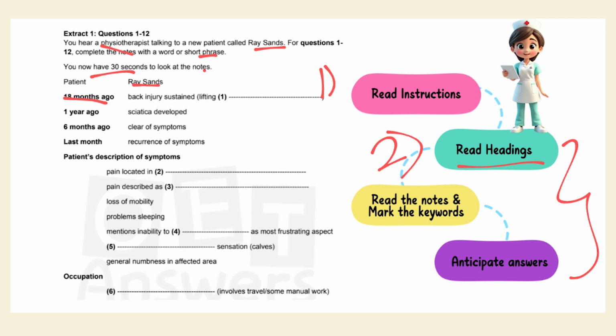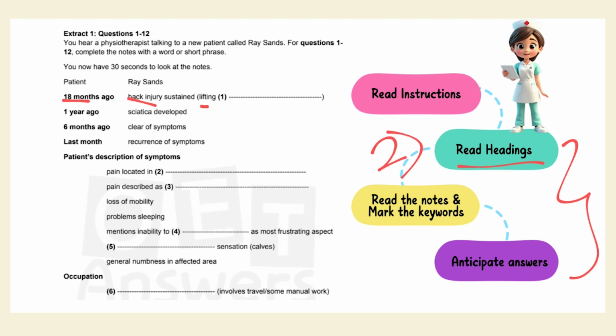So, 18 months ago, back injury sustained lifting. Where can you mark a keyword here? 18 months ago is already bolded, so no need to mark a keyword, but just remember it in your mind. Back injury, underline the back injury, sustained lifting. In the bracket they have mentioned lifting dash. Lifting means lifting any object, like a suitcase, carry bag, or other things. So for back injury sustained, you can predict the answer: any object would come as the answer, as the back injury is sustained after lifting a heavy object. You can connect it like that.